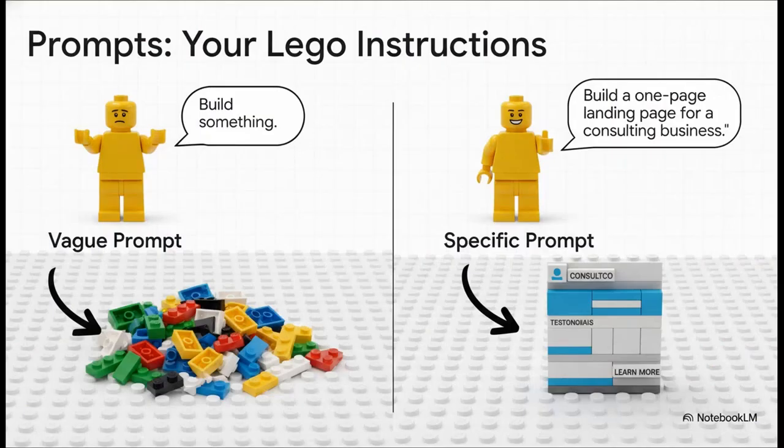So what are you typing? These are your prompts. They're literally your building instructions. And the best part? It's just plain English. The whole secret sauce to using Claude Code effectively is just being specific. So instead of saying something vague like, build a website, you say exactly what you want. Build a one-page landing page for a consulting business with a green color scheme. See the difference? Simple as that.